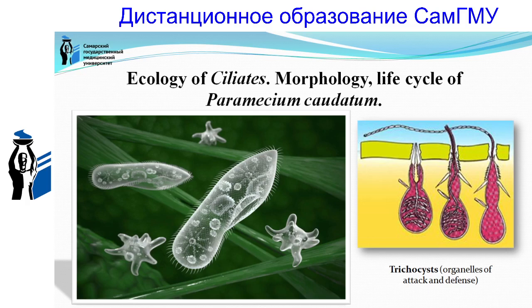Compatible mating strains meet and partly fuse. Then the micronuclei undergo meiosis, producing 4 haploid micronuclei per cell. 3 of these micronuclei disintegrate. The 4th undergoes mitosis. The 2 cells exchange a micronucleus. Then the cells separate. The micronuclei in each cell fuse, forming a diploid micronucleus.